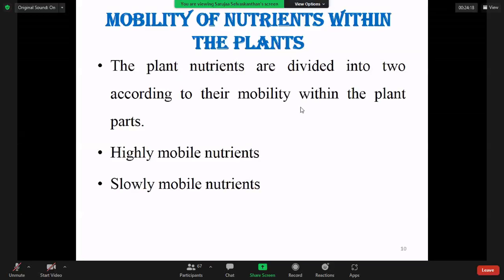Okay, then we will move to the mobility of nutrients within the plant. The plant nutrients are divided into two according to their mobility within the plant's parts. Okay, mobility, anyone? It's a new word for you. What is the meaning of mobility?